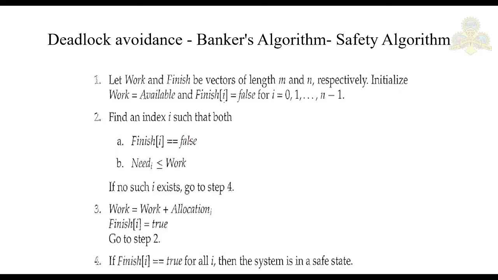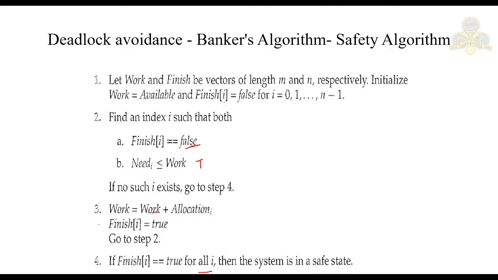If no such i exists, then go to step 4. That means we'll not consider this one here. Why? Because we have considered finish of i as false. If all of the processes have been executed, then we'll go here. Otherwise, we will go to step 3. So we have considered that the process has not executed, that means it is false, so we will go here. We'll consider this condition: need of i less than or equal to work has been true. In that case, the work variable would be incremented. How you will increment it is previous work value plus the allocation value.